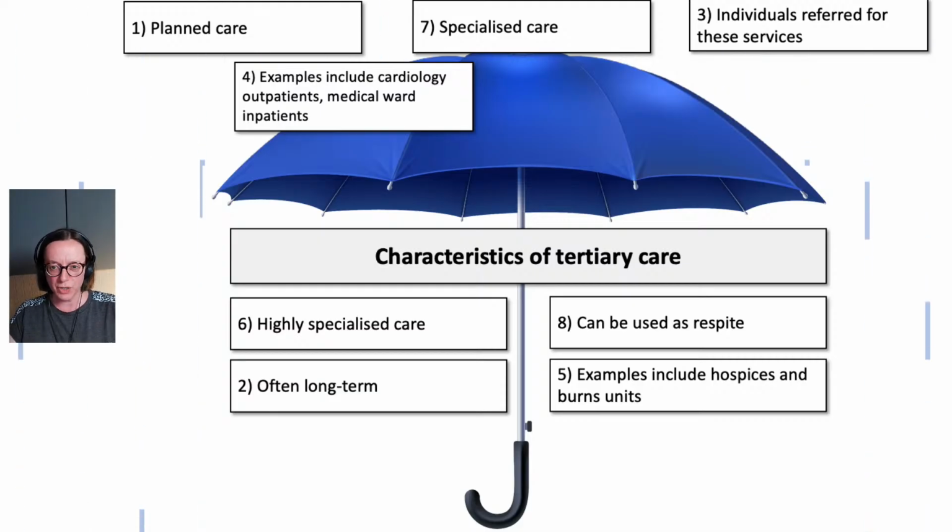Okay, so those are the differences between secondary and tertiary care. Well done there, guys. Great work.